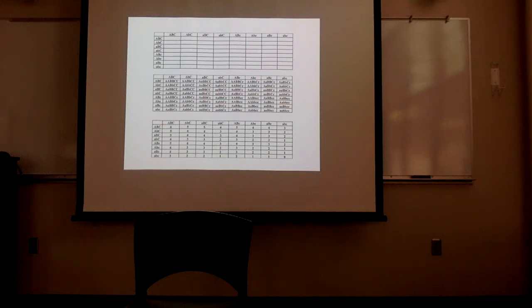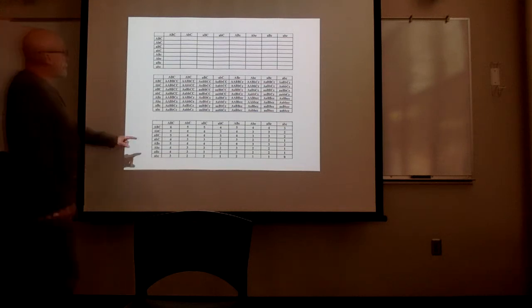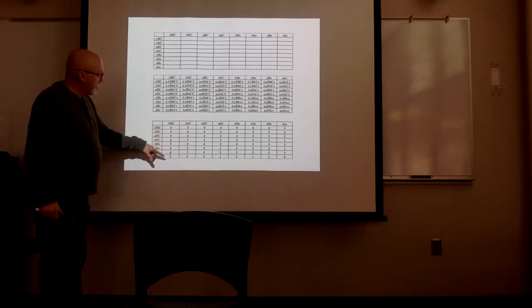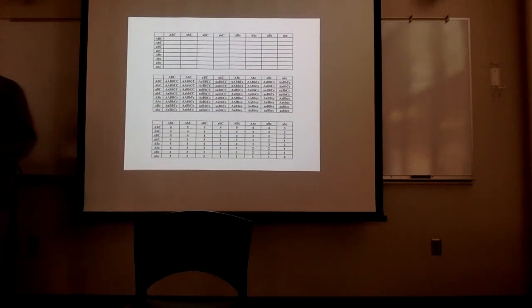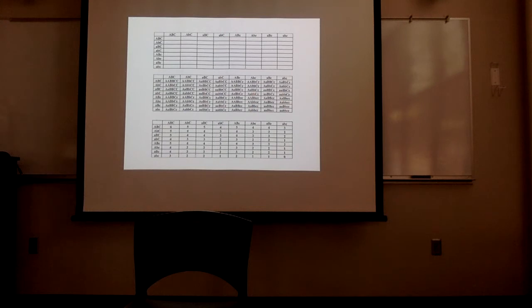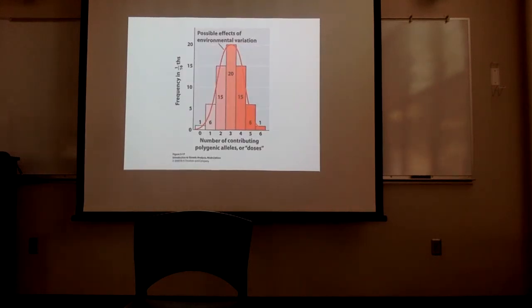What's this distribution going to look like? We have one individual in the F2 that has 6 dominant alleles. We have 1, 2, 3, 4, 5, 6 individuals that have 5 alleles. It looks like a normal curve, doesn't it? There's the normal curve, and this is what we see oftentimes in populations with these kinds of traits that are quantitatively based, that are based on a bunch of different genes contributing to the phenotype.